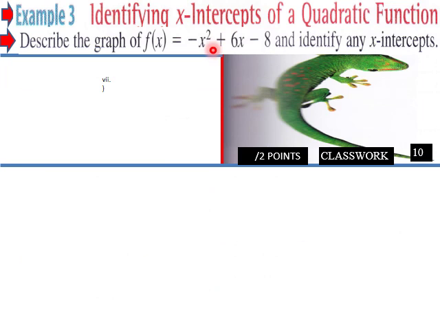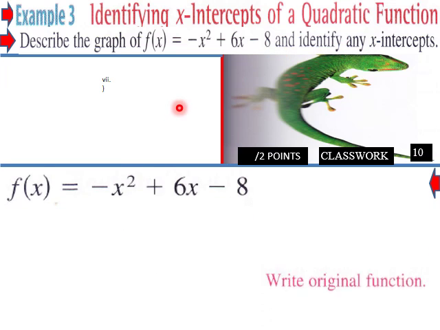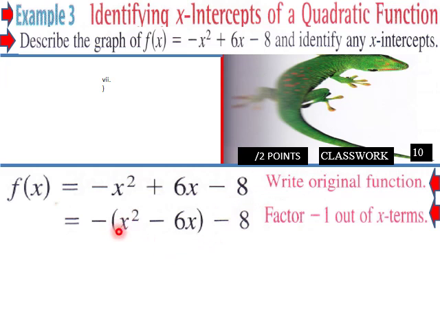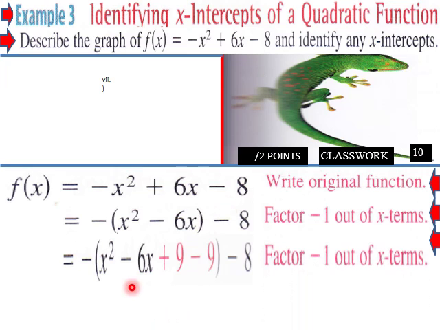Okay, identify x-intercepts of a quadratic function. Describe the graph of f of x equals negative x squared plus 6x minus 8, and identify any x-intercepts. So for this one here, this is our original function. And then negative x squared minus 6x minus 8, factor out negative 1 out of the x term. So here's our a here, it's negative. So we know this thing's going to go like this. And then we factor a negative 1 out, this x squared minus 6x. Then we group our x terms here. The negative 8 goes outside of the parentheses.